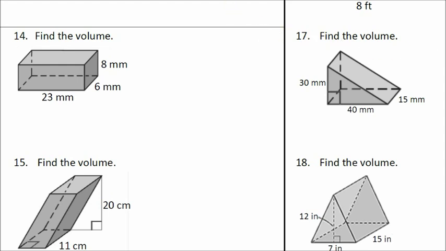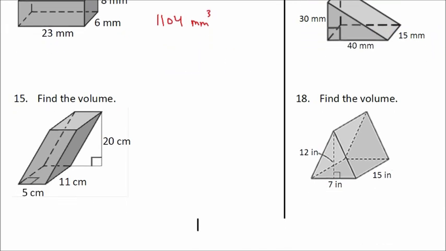Okay, hopefully you've tried number 14 and 15. Number 14, the volume is going to be 1104 millimeters cubed if you've worked out your work. The base area should be 138 millimeters squared if you chose the bottom of this rectangular prism as the base, and then the height would be 8 millimeters. Make sure you shade the base and circle the height.